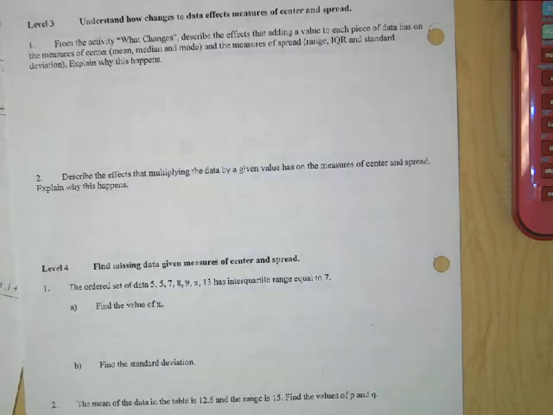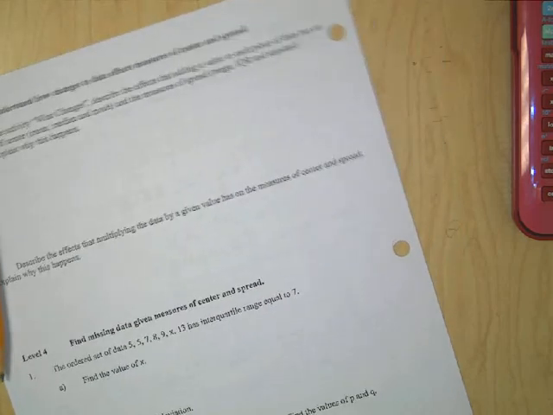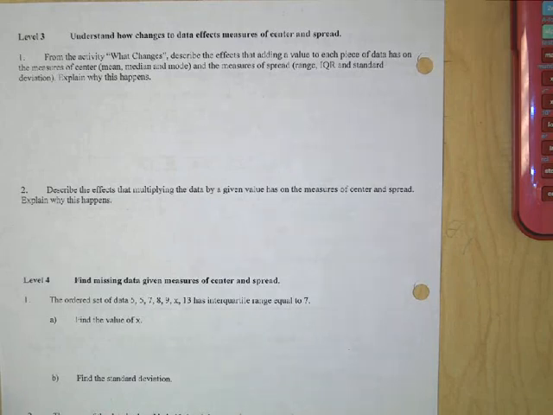So you had a worksheet called What Changes, and if you did that, you should have been able to make some observations about what happens when you add a value to all of the data set, and what happens when you multiply each value in a data set by a constant number. And we also did a warm-up for third and fourth period. We did the warm-up on Wednesday, and for sixth period, we are going to do the warm-up on Thursday.